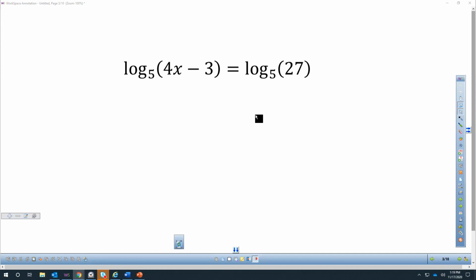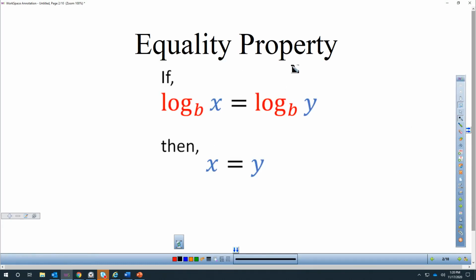Okay, this is our last day on logs, and we're going to talk about how to solve equations like this. So we have log base 5 of 4x minus 3 is equal to log base 5 of 27. And the easiest way to think about this, here's the idea we're going to use. It's called the equality property.